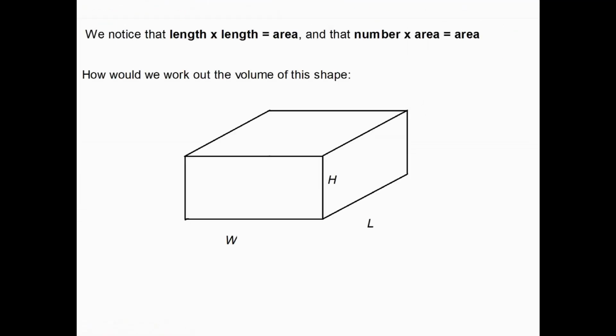We should notice that length times length is area, and also that number times area is area, because we had pi times r squared. So r squared is an area, and pi times r squared was still an area, the area of a circle. Think about how you'd work out the volume of this shape. This is a cuboid, so you'd work out the volume by doing length times width times height. So we know now that if we times 3 lengths together, you get a volume.